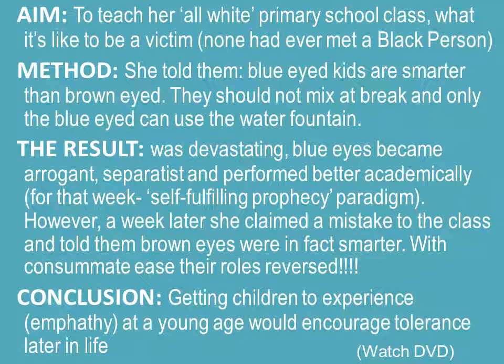The results were devastating. The blue-eyed kids became arrogant, separatist, performed better academically, although we could argue self-fulfilling prophecy, which you'll study in your second year. However, a week later, she claimed she made a mistake and she reversed it, and found exactly the same results when she reversed it. And the conclusion from this is getting children to experience empathy at a young age would encourage tolerance later in life.